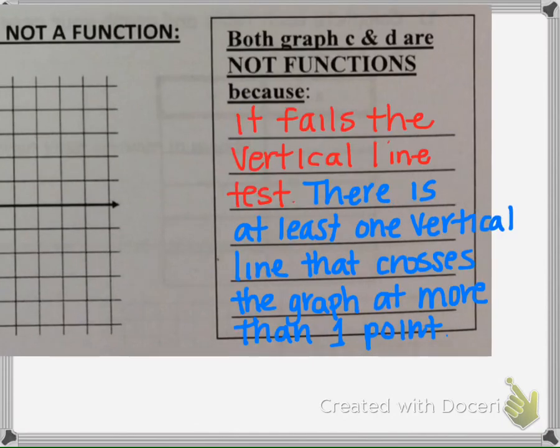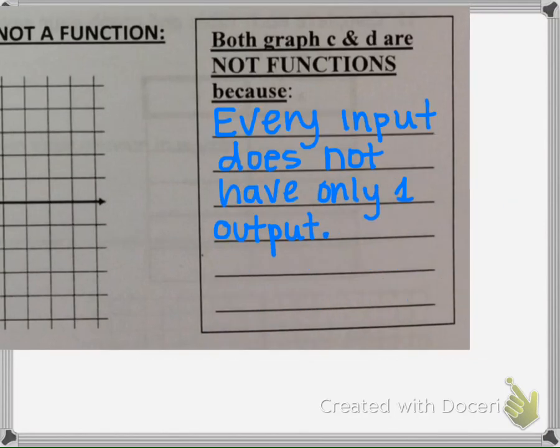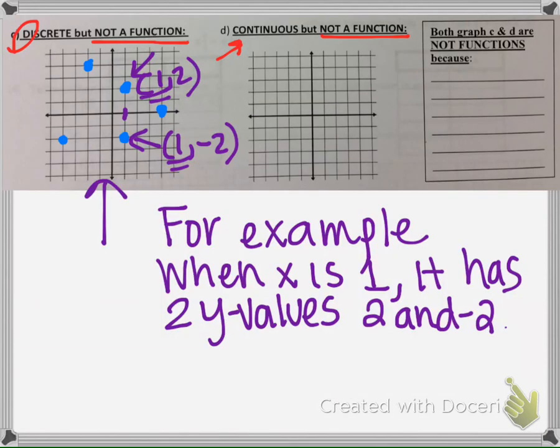Another response, if we want to use the vertical line test, we could say it fails the vertical line test, there is at least one vertical line that crosses the graph at more than one point. And then if you were using the vertical line test on this graph here, you could also show me, look, there's a vertical line right here that touches it twice.